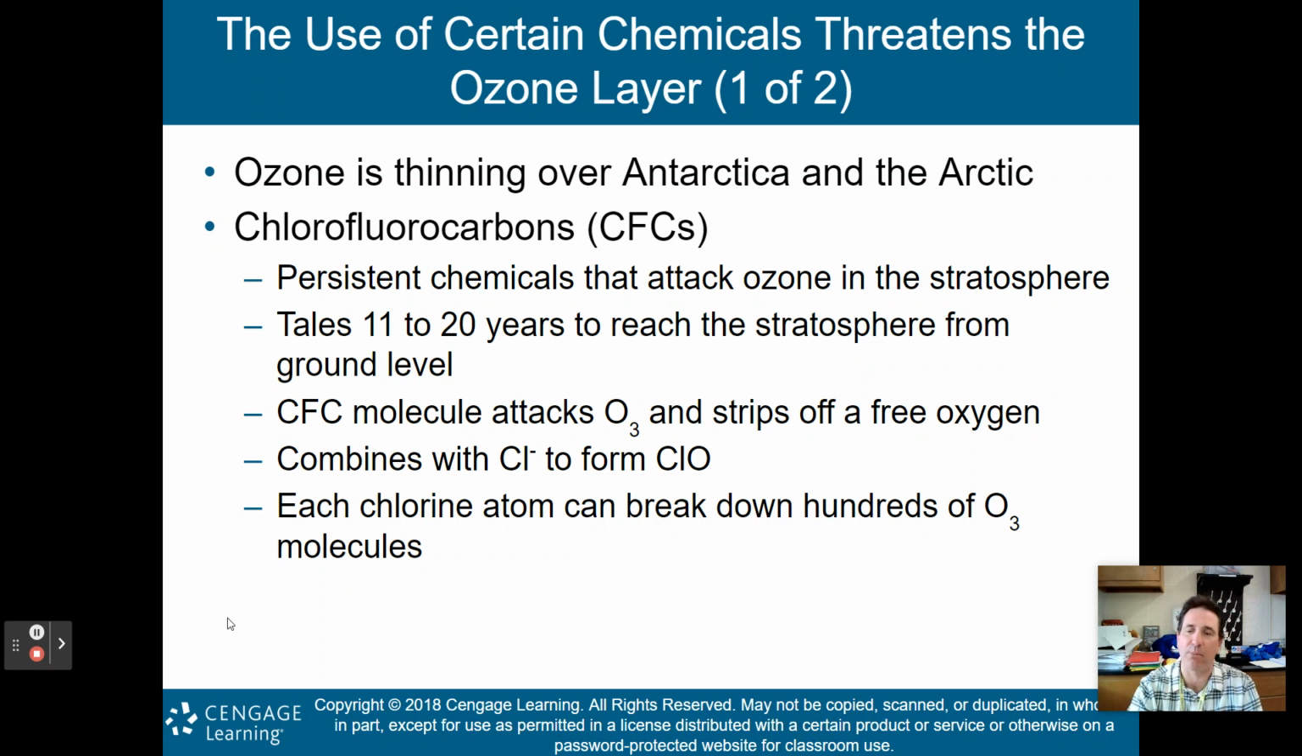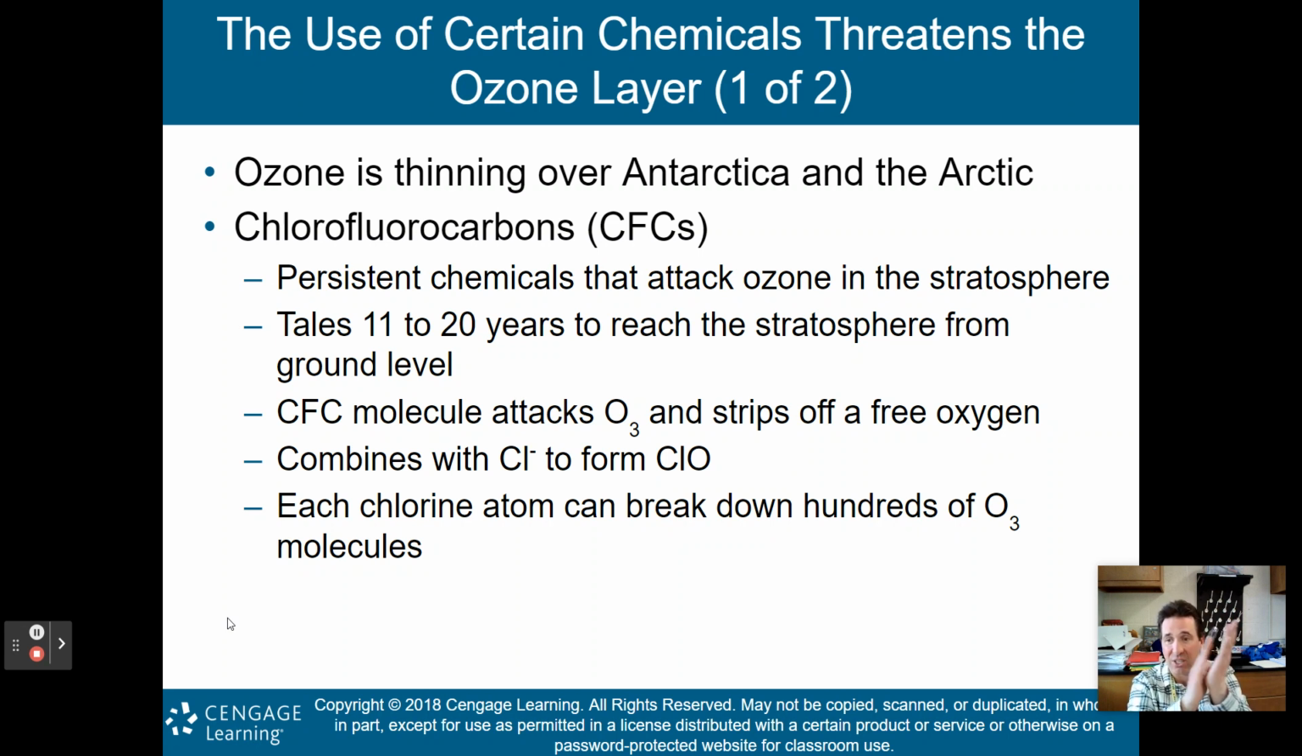This was a much bigger deal back when I was your age, guys. Back in the 1980s, there was a huge ozone hole over the Antarctic. But believe it or not, in 1989, something called the Montreal Protocol, many nations got together and banned the use of these CFCs, or these chlorofluorocarbons. And now we've actually seen 30, 40 years later that the ozone hole is getting much, much smaller.